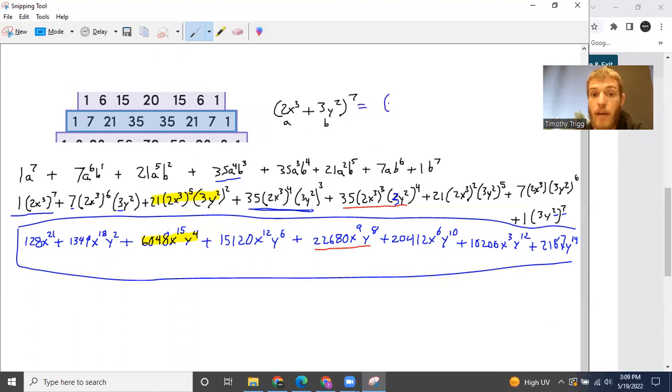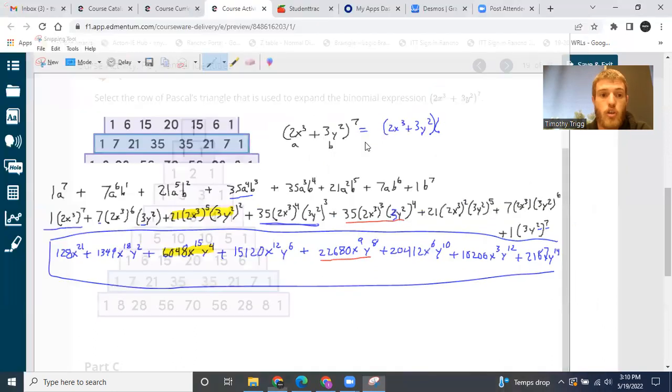The traditional way, we would have to do 2x to the power of 3 plus 3y squared times itself 7 times. Okay, so think about all that multiplying and combining like terms and all that. Don't have to do any of that. We got this all the way down.